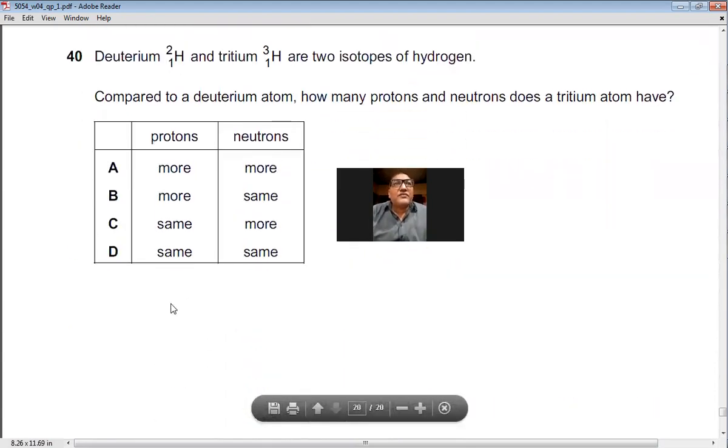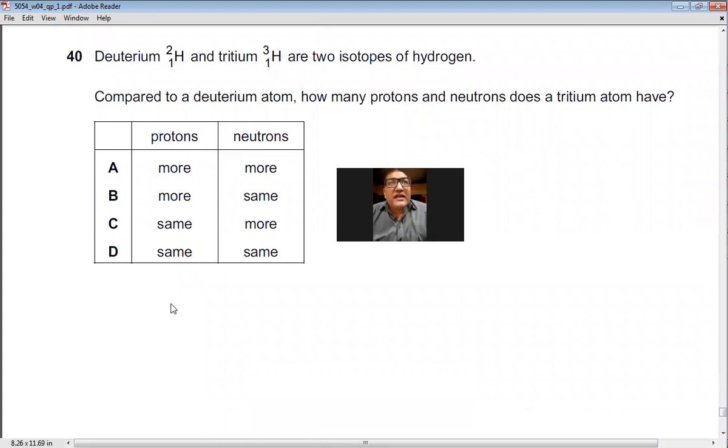Okay, so here we go. Deuterium H-1-2 and tritium H-1-3 are 2 isotopes of hydrogen. Compared to a deuterium atom, how many protons and neutrons does a tritium atom have? Protons will be the same because they are isotopes, so their proton number is also 1. So they will have the same proton number. And the neutron number, the tritium will have one more neutron.